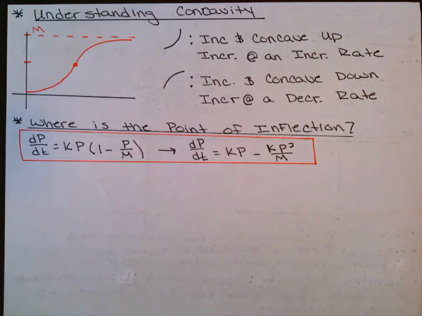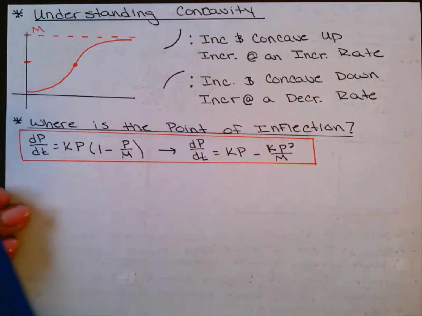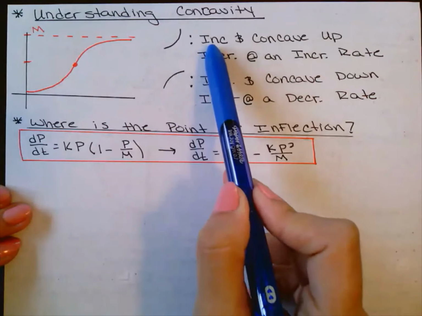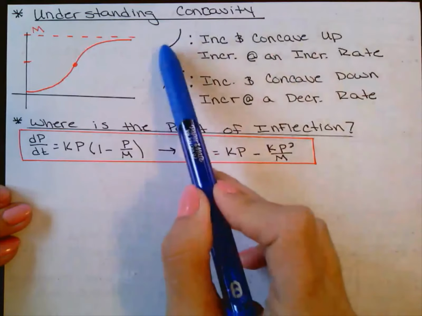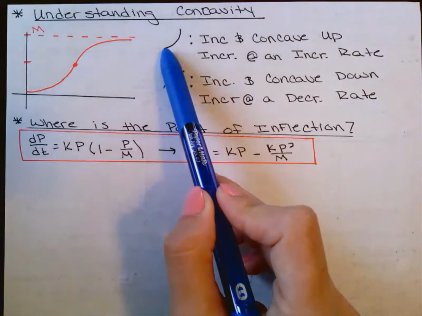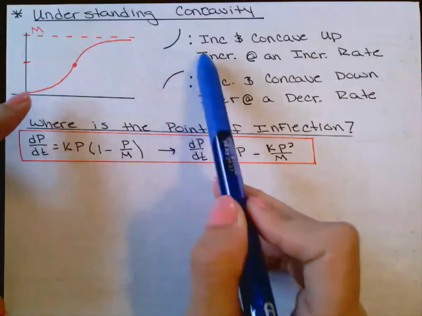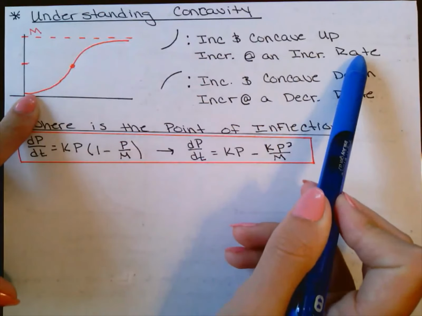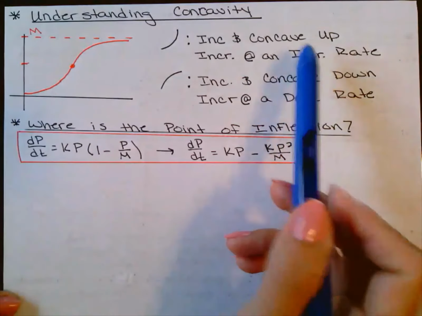So let's talk now a little bit about the behavior of this graph and what we can understand by its concavity, okay? We have said that when a function looks like this, it is increasing and concave up. We read that from left to right. So that means that whatever's happening, whether we're talking about the growth of a population, it is not only increasing, but it's increasing at an increasing rate. So it's growing fast, okay?